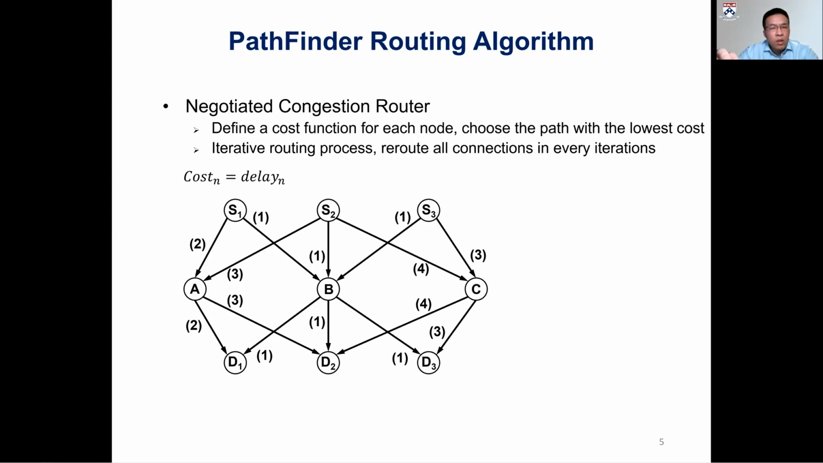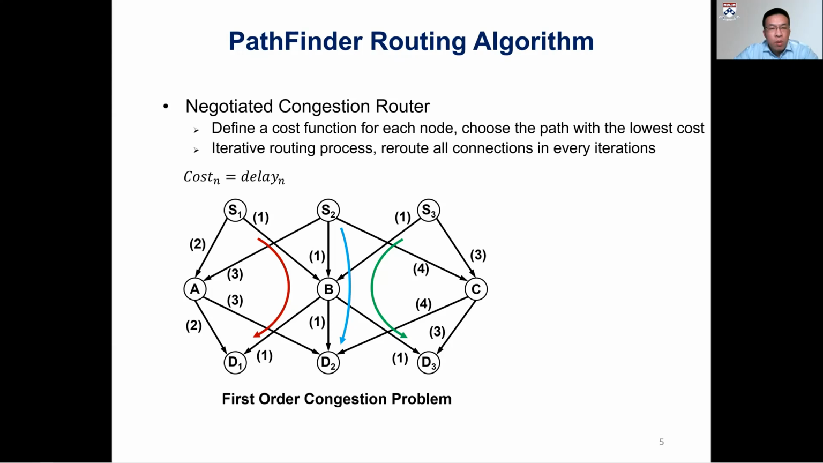It is easy to show that the delay should be included in the cost function to minimize the routing latency. However, as we showed in the previous slide, only including delay in the cost function will lead to routing congestion. This type of routing congestion is defined as the first-order congestion problem in the PathFinder routing algorithm.